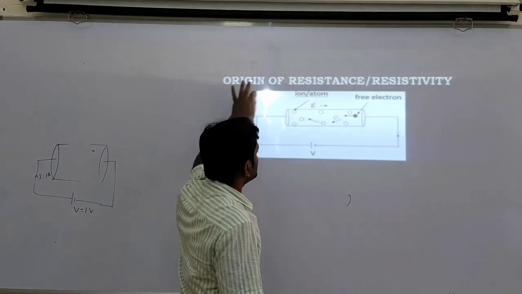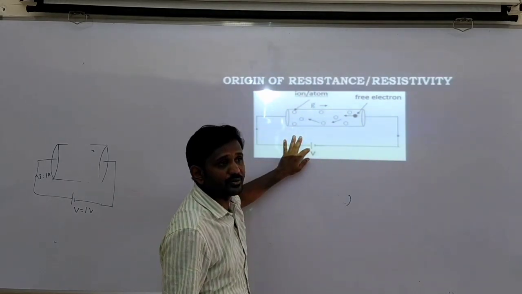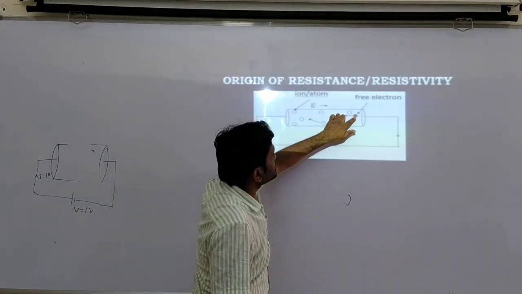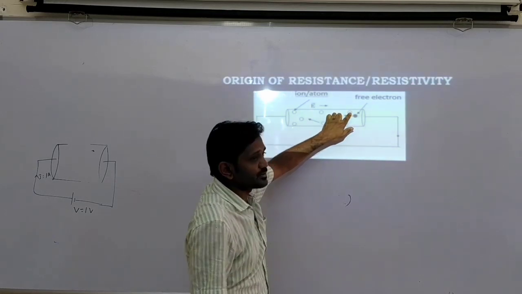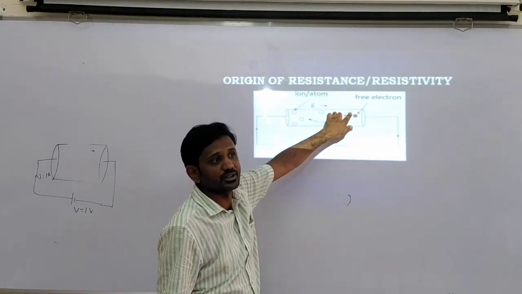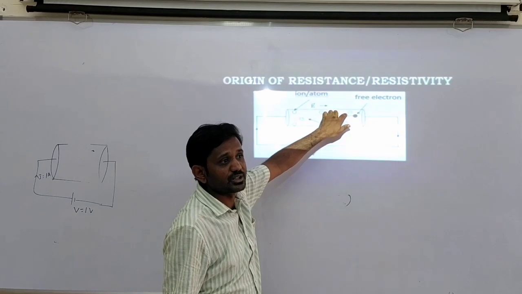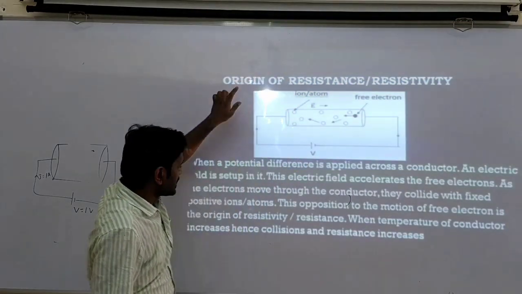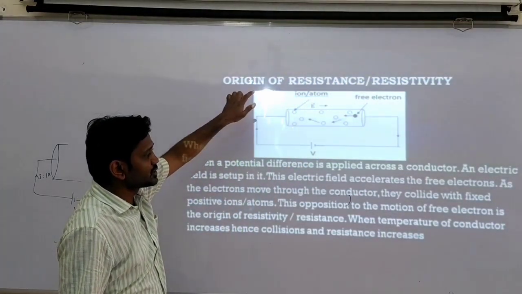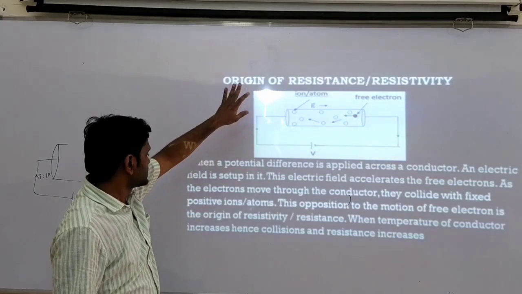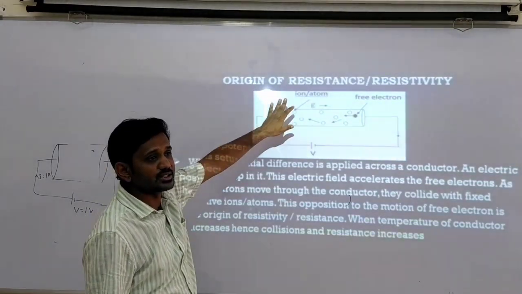That's why these are drifted towards the positive end of the battery. During this, these free electrons collide with these fixed atoms or ions. This is the opposition. This opposition to the motion of free electrons is the origin of the resistance.